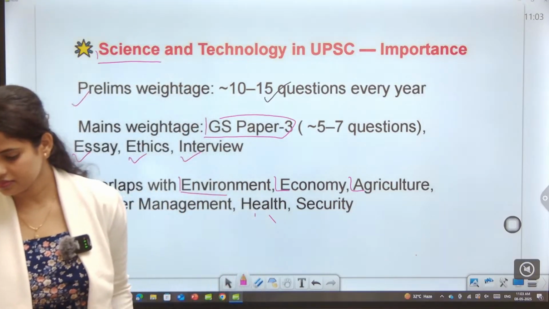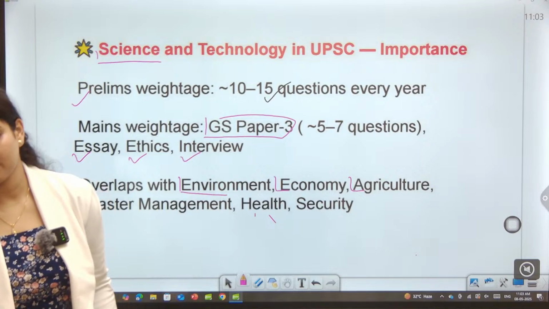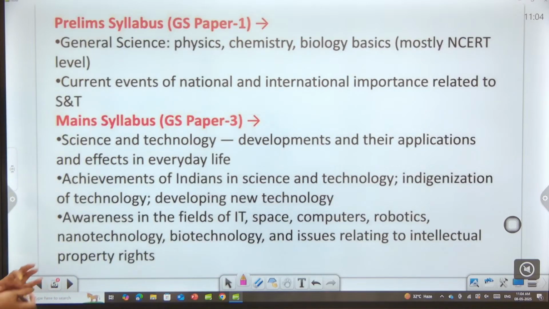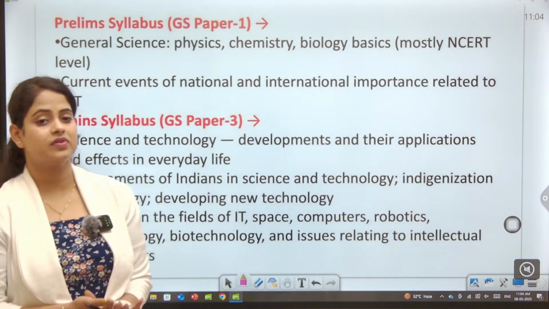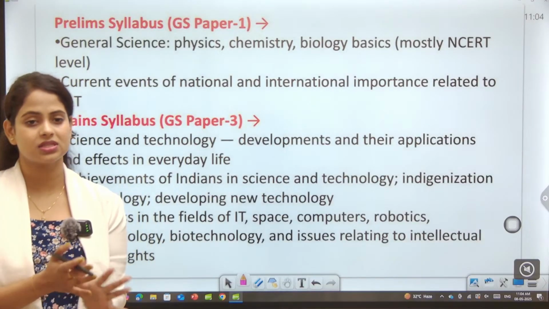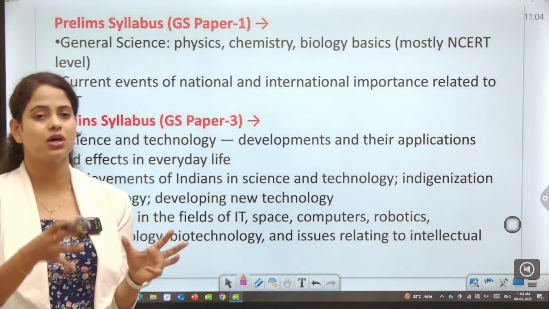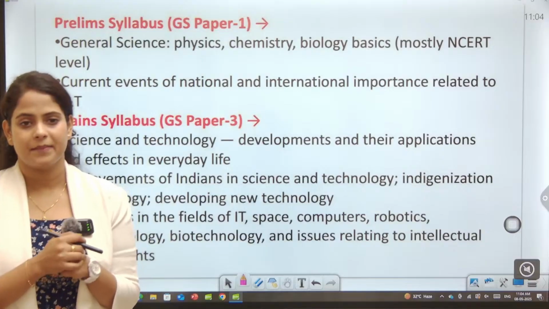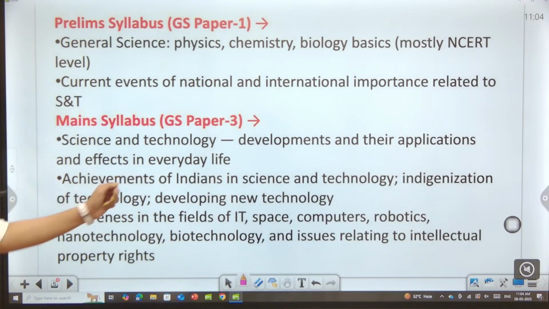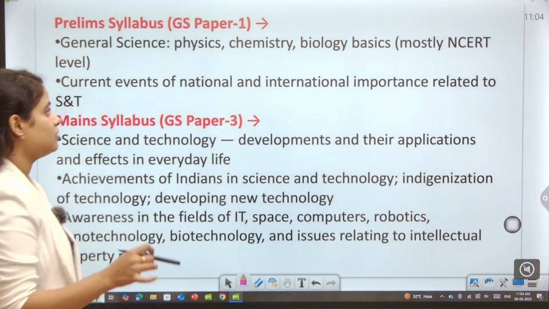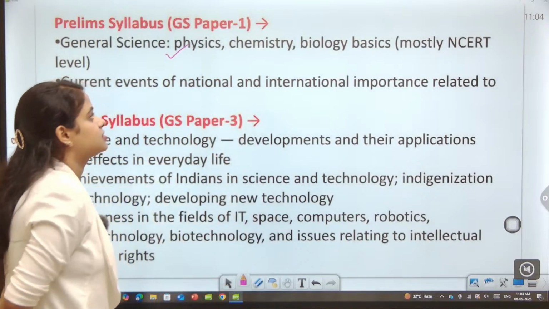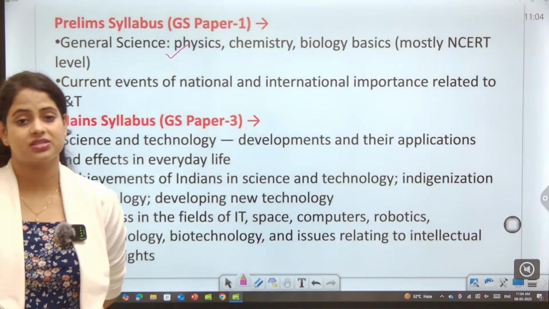Okay, so let's see something about the weightage of the prelim syllabus and the main syllabus. Some of the compilation between the prelim syllabus and the main syllabus. See the general science, you can see there's physics, chemistry, biology.